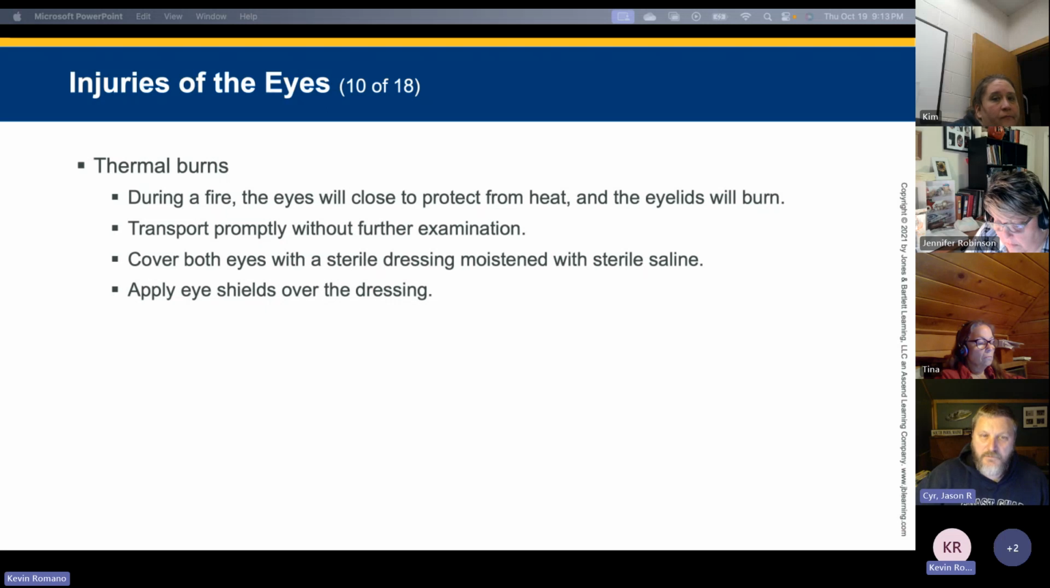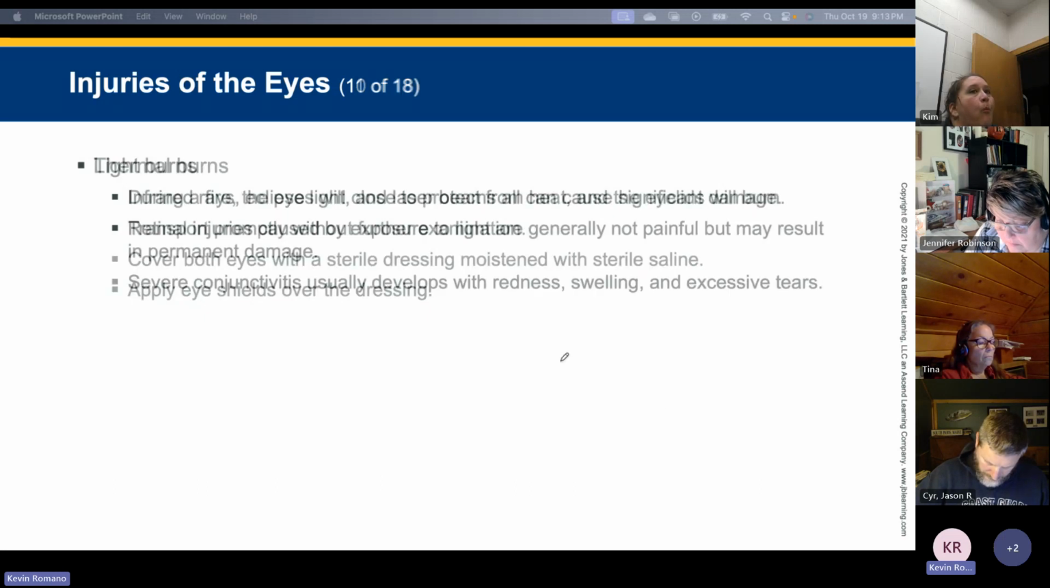Thermal burns. During a fire, the eyelids will close, protecting the eyes from heat. Eyelids are frequently burned and require specialized care. So cover both eyes with sterile, moistened saline dressings and then transport.